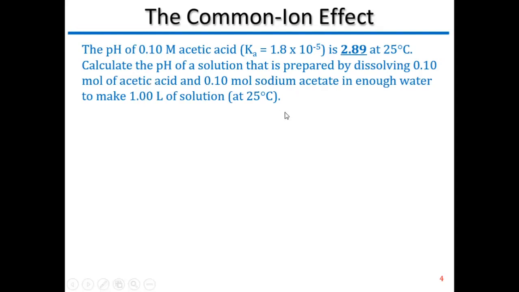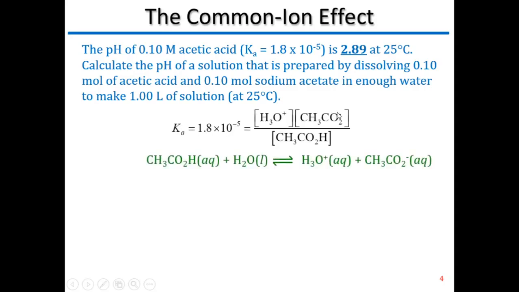So the first thing we have to think about is, what am I trying to calculate here? I'm trying to calculate pH, which means I need to calculate the H3O+ concentration. So I'm going to take a look at my equilibrium reaction here. I have acetic acid reacting with water to give us H3O+ and the acetate ion, so that very first reaction we looked at.